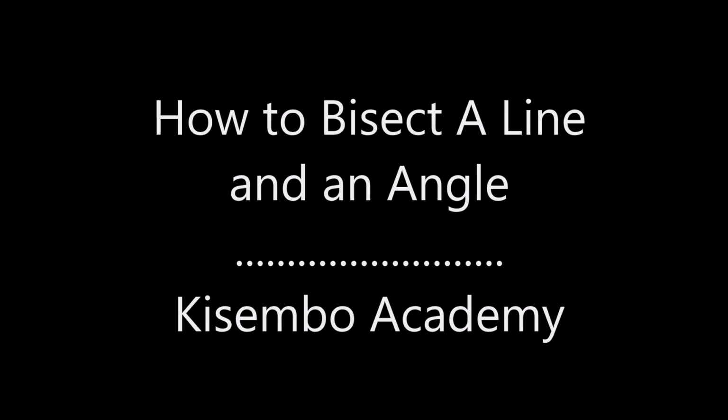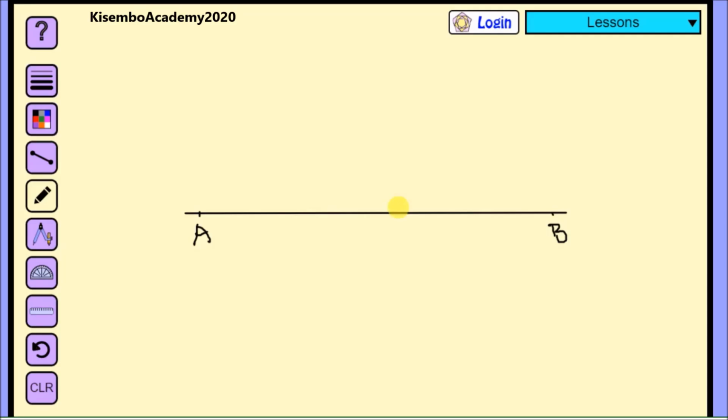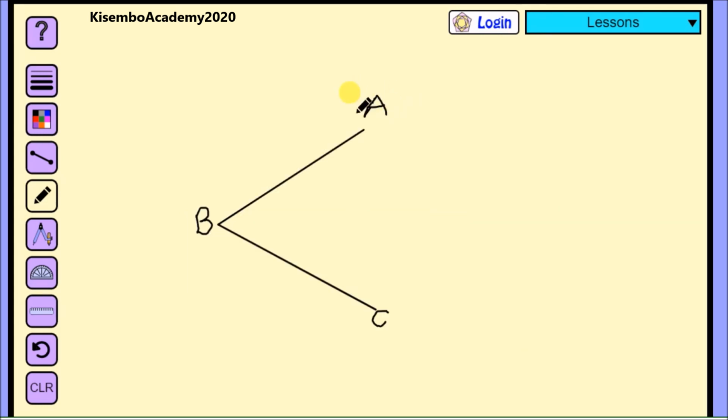So in today's video, we are going to learn how to bisect a line and how to bisect an angle. On your screen, what you're seeing, we have this line AB. We are going to bisect it. And we also have this angle ABC that we are going to bisect.